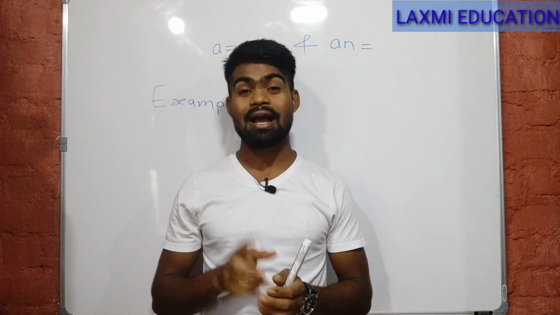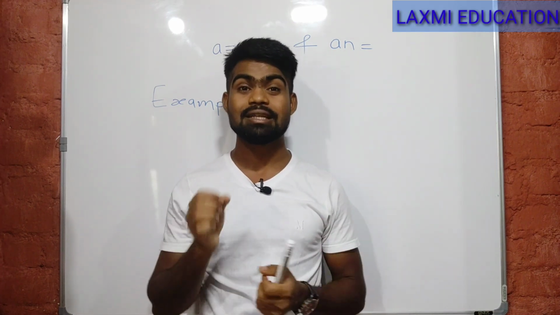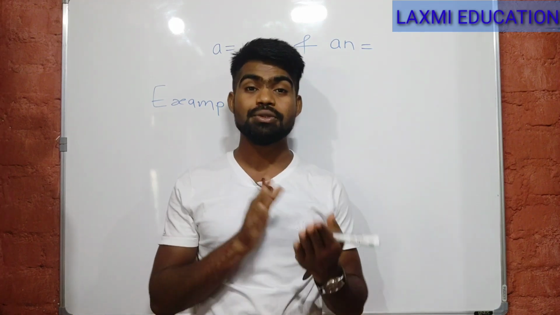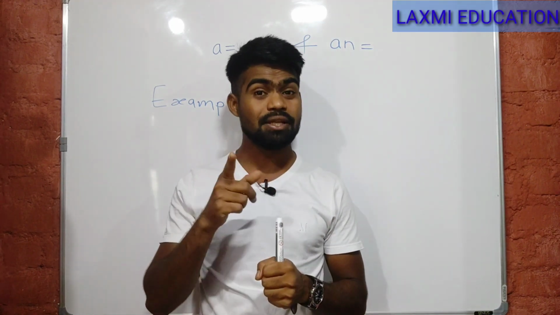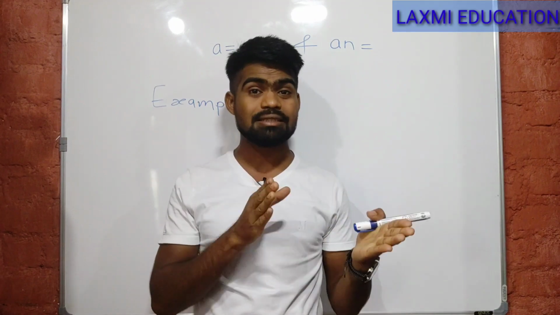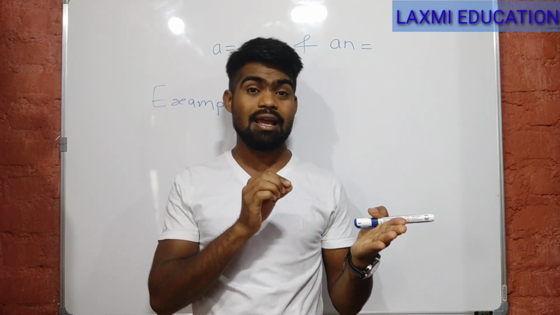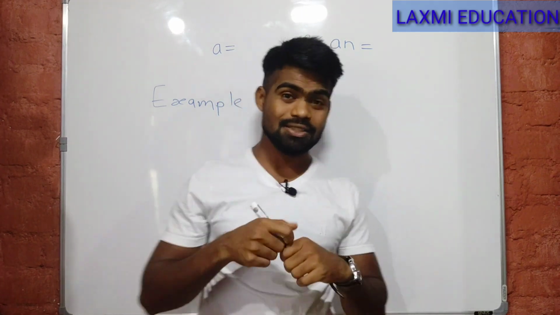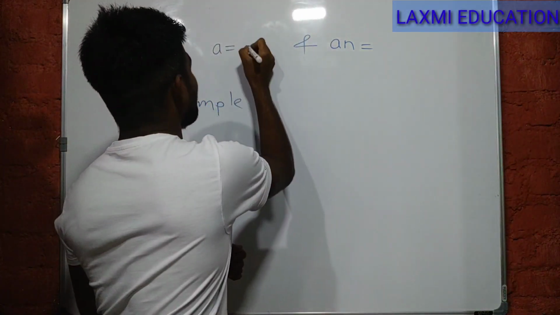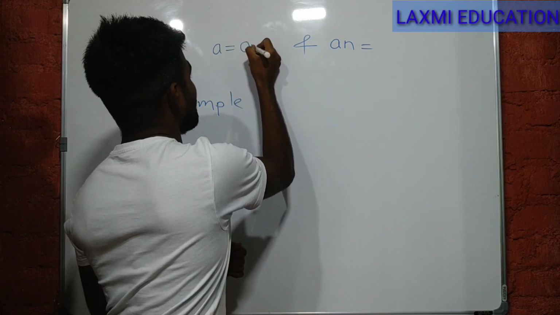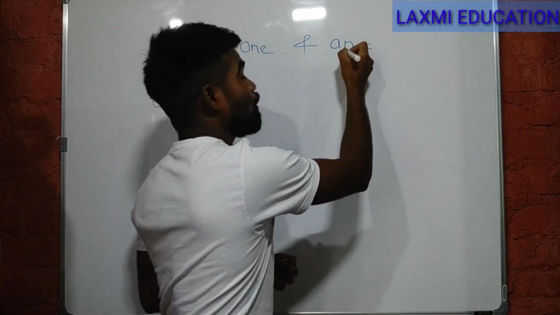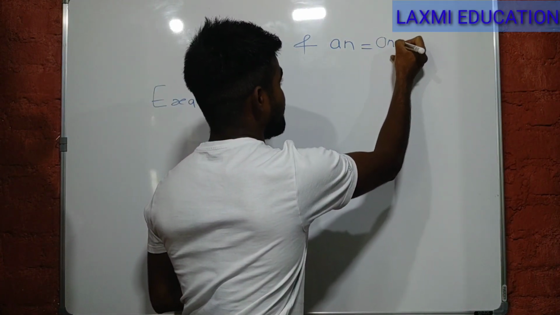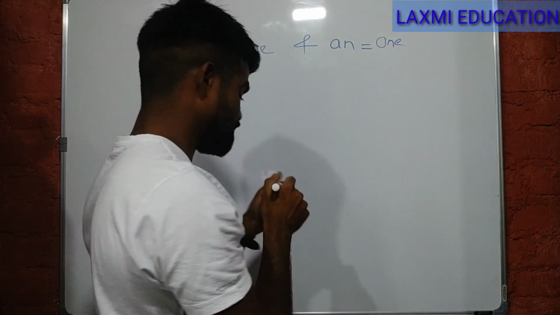Here in this video I am going to tell you where to use a and an. Before trying to know where to use them, let's try to understand the meaning. The meaning is very simple. The meaning of a and an is nothing but one. Let's write that down first. The meaning of a is one, and the meaning of an is also one.